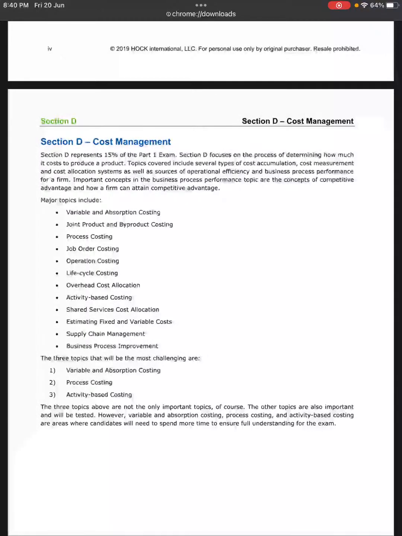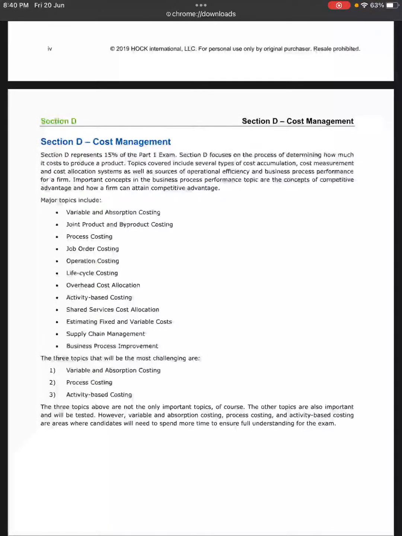Section D focuses on the process of determining how much of each cost produces a product. It means if we are producing one product, how much cost will it require? That will be determined by cost management. If we know how much the cost is, then we can decide whether that product should be produced or not. That is why cost management helps us with decision making for manufacturing a product or not.